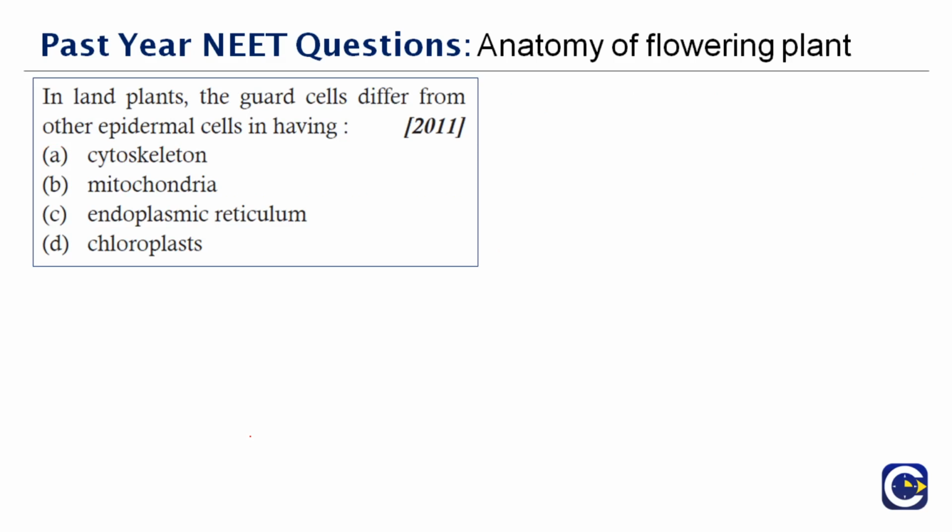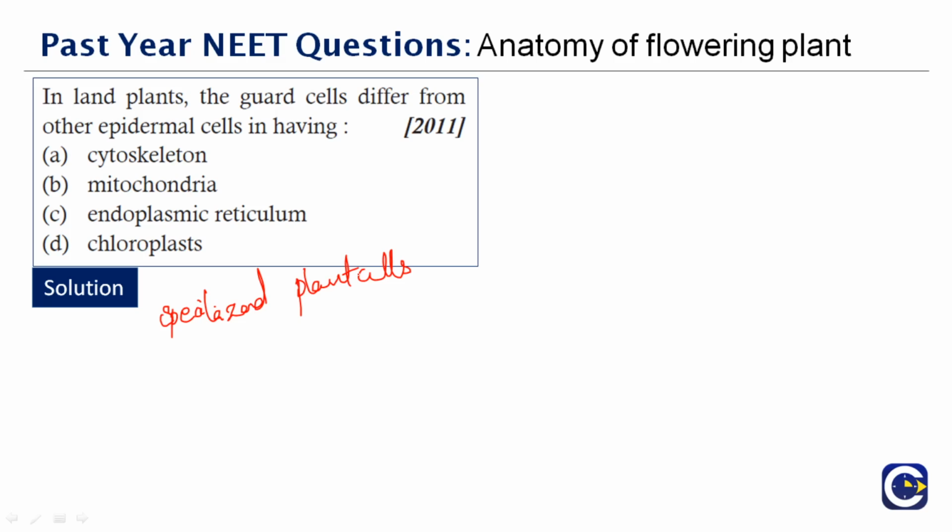Now let's move to the next question here. In land plants, the guard cells differ from other epidermal cells in having dash. This question was asked in the year 2011. Before we go into the answer, let's discuss what this guard cell is. They are associated with the stomatal apparatus. Guard cells are specialized plant cells in the epidermis of the leaf, stem and other organs that are used to control the gas exchange. They are produced in pairs with a gap in between them that forms the stomatal pore. So this is an introduction about the guard cells.